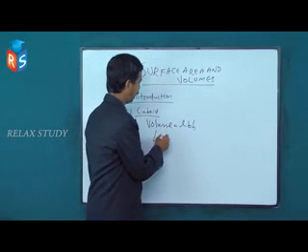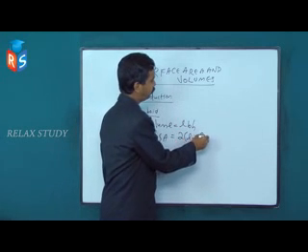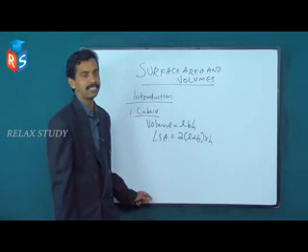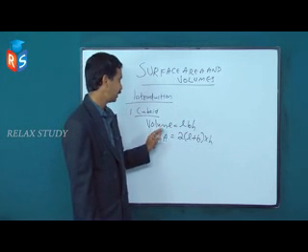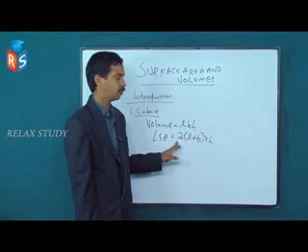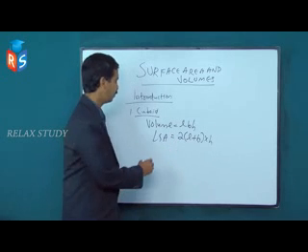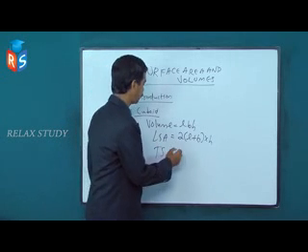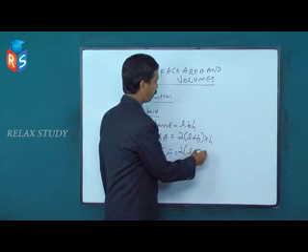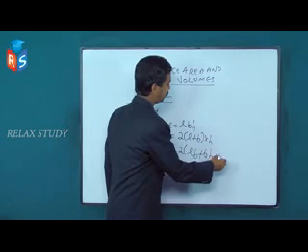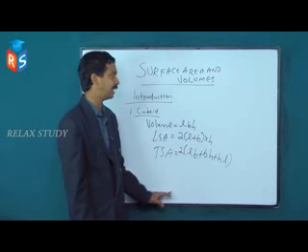Next LSA. LSA equals 2 into (L plus B) into H. That is generally LSA equals perimeter into height. Perimeter of that rectangle is 2 into (L plus B). So LSA equals 2 into (L plus B) into H. Next we have TSA of cuboid. TSA of cuboid is 2 into (LB plus BH plus HL), where L is the length, B is the breadth and H is the height.